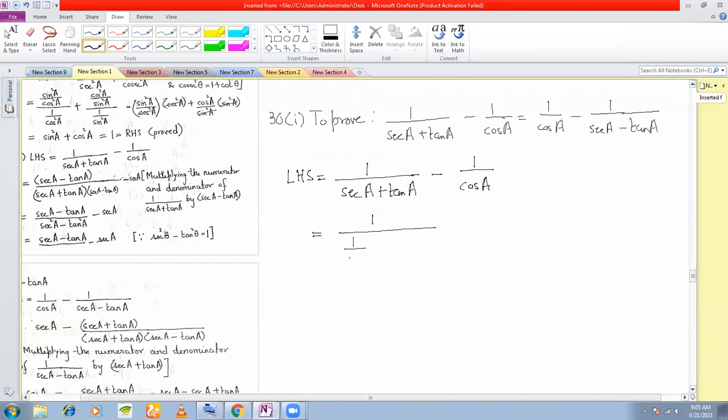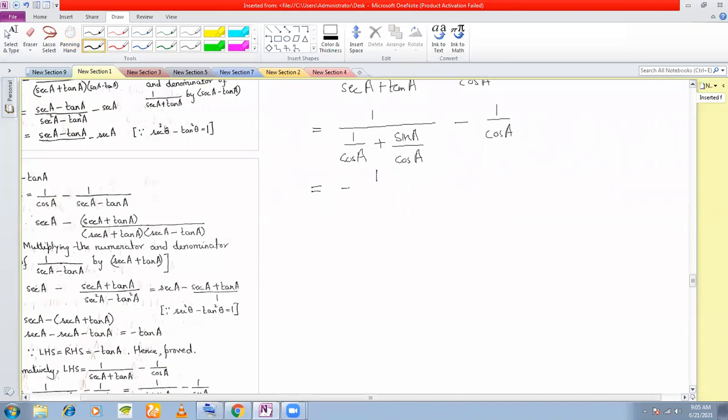Now sec a can be written as 1 by cos a. Tan a can be written as sine a by cos a. And this 1 by cos a you write as it is. So we have changed everything to sine and cos. Now we simplify. Take LCM in the denominator. In the numerator, you get sine a plus cos a. And this 1 by cos a, you write as it is.